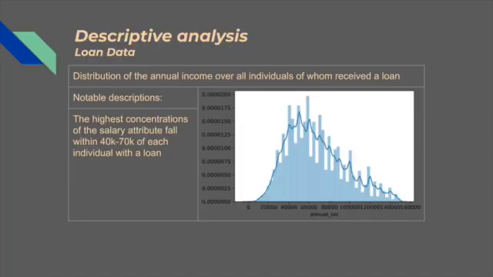Descriptive Analytics. So this is the distribution of the annual income of all individuals who received a loan in our mega dataset. So as you can see, we have a rough bell-shaped curve here with the greatest amount of individuals having a salary within the 40 to 60,000 range.